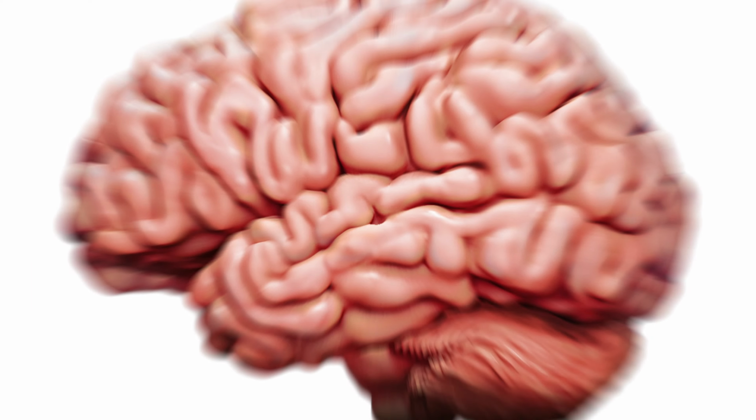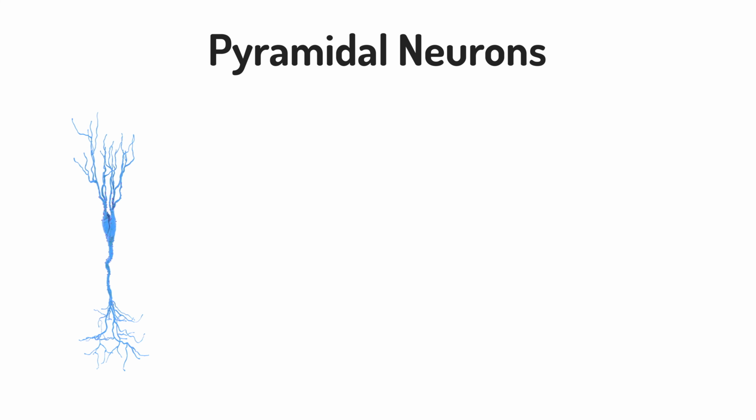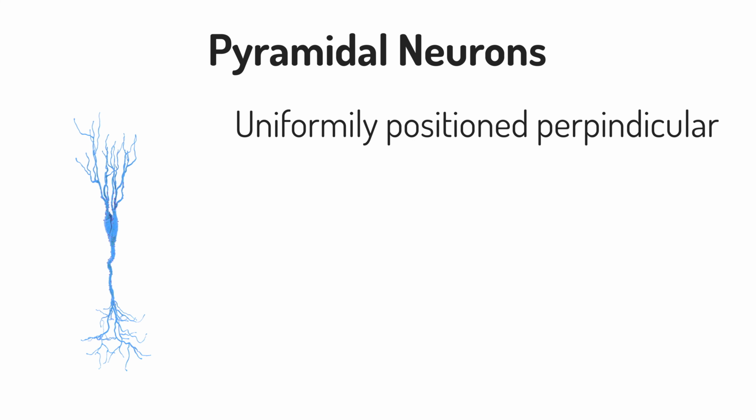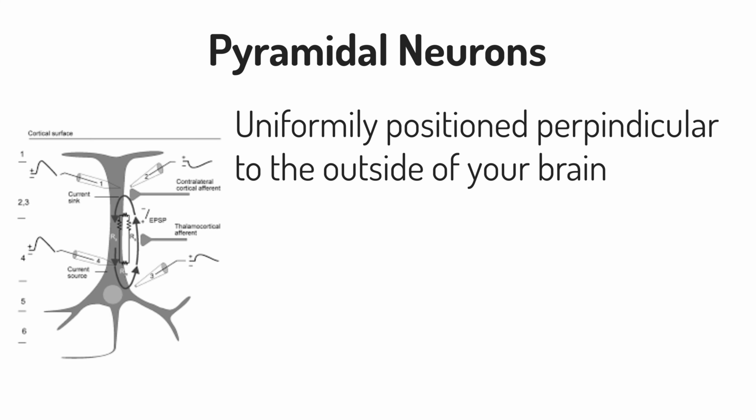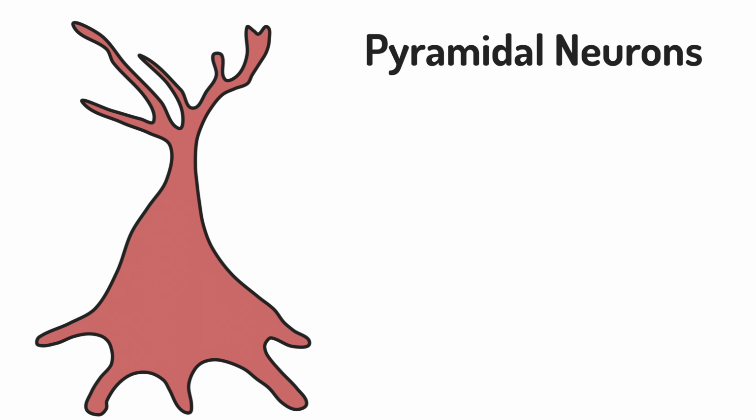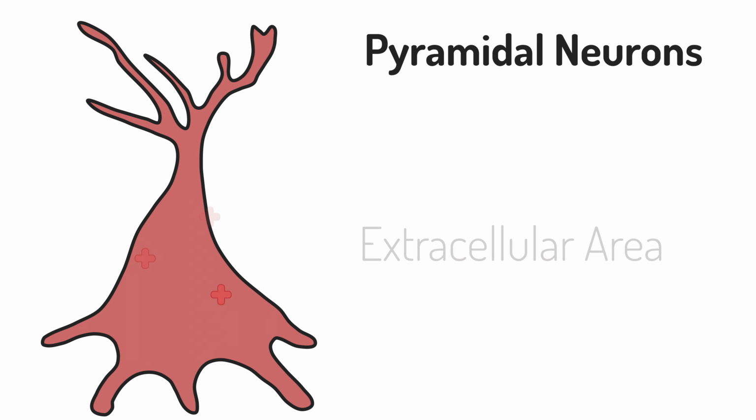Alright, so now that we understand synaptic transmission at a very basic level, we can learn how to read these signals. The neurons we can read the synaptic transmission from are pyramidal neurons. The only thing necessary to know about pyramidal neurons for this application is that they are uniformly positioned perpendicular to the outside of your brain, aka the cortical surface. Depending on the signal received, IPSP or EPSP, they create extracellular imbalances in charge.